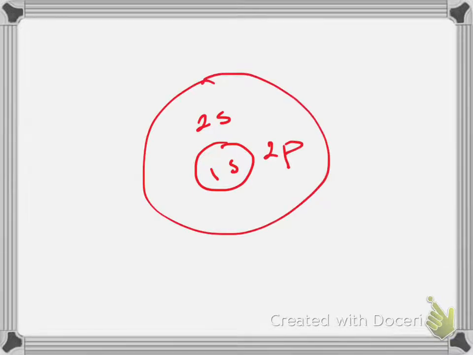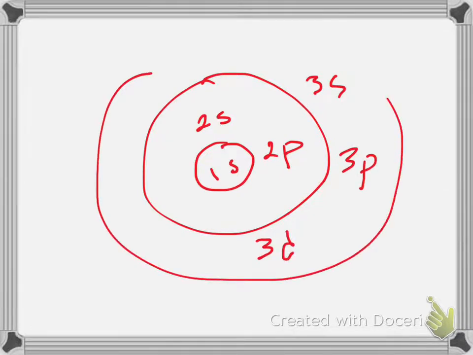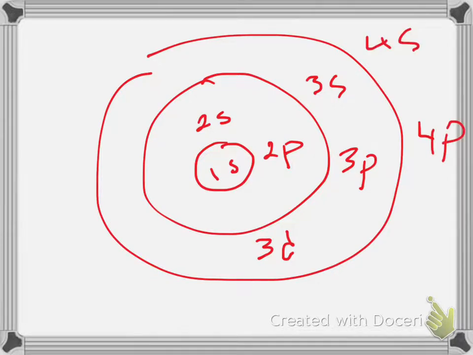Here's what that looks like. We have, like we said, the 1s in the center. That's n equals 1 energy level, just has the 1 orbital in it. Then in the second energy level, we have the 2s and the 2p. In the third energy level, we have the 3s, the 3p, and the 3d. And in the fourth energy level, we have 4s, 4p, 4d, and eventually 4f.